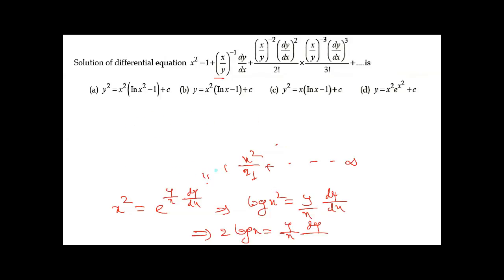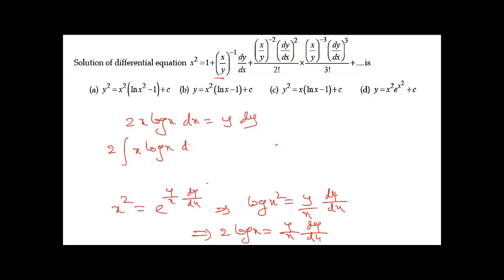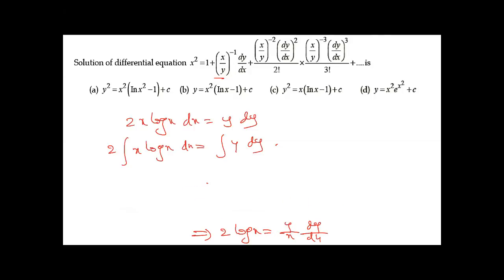Now we can integrate both sides. Once a variable separable form is obtained, you can go for integration. So the integral of this one here, 2 outside can keep it here, integral of x log x dx equal to integral of y dy. Now you can apply integration by parts for this case.